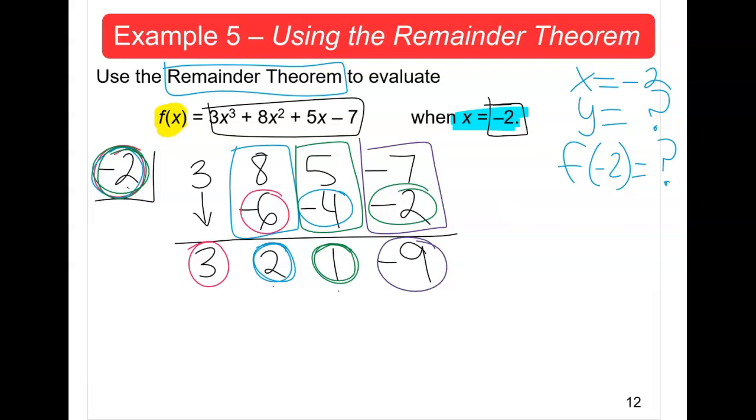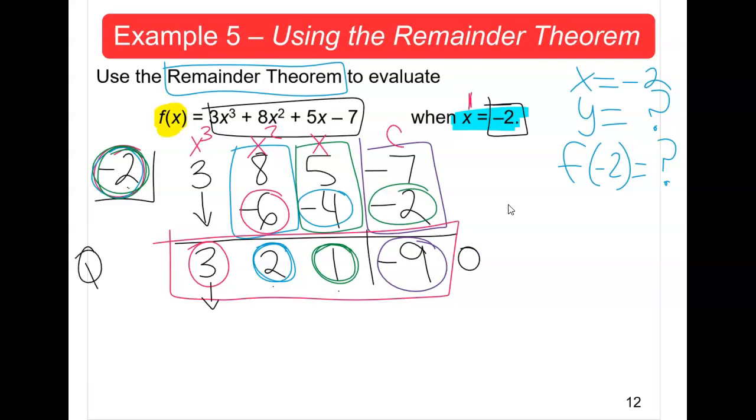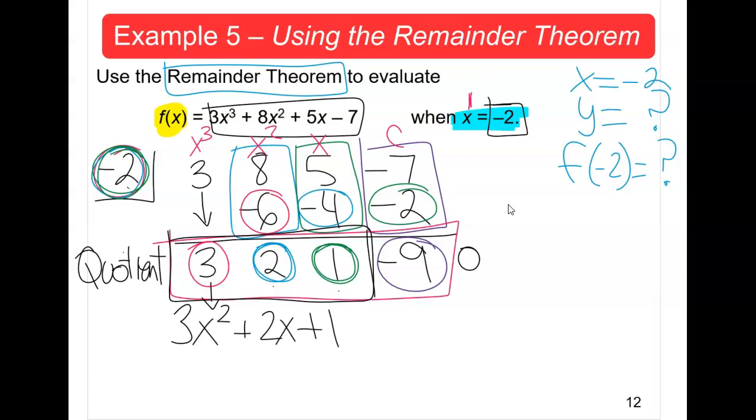So since the 3 is representing x cubed, this is x squared, this is x, and this is a constant, once you divide by something of degree 1, your exponents will go down by 1. Remember, this whole thing is the quotient. So it is 3x squared plus 2x plus 1, and then minus 9 over x plus 2.